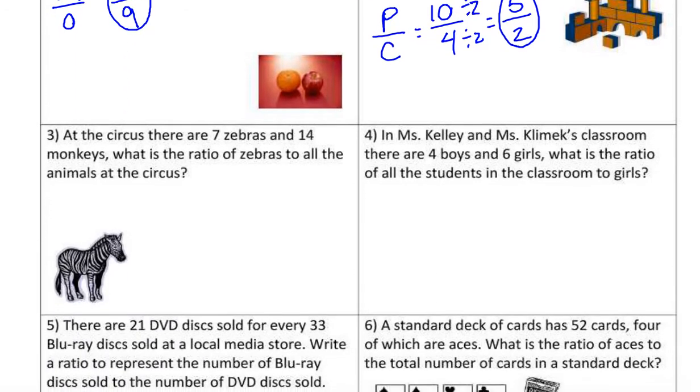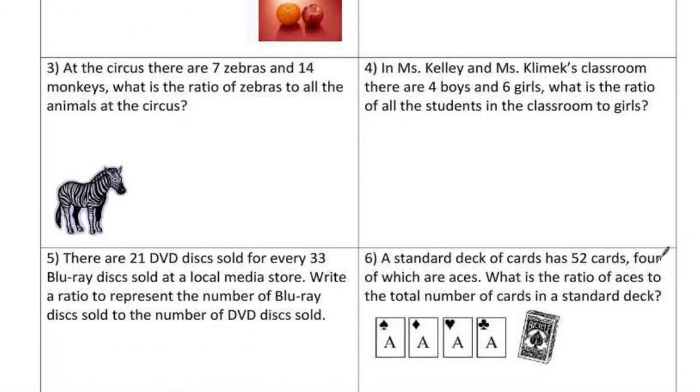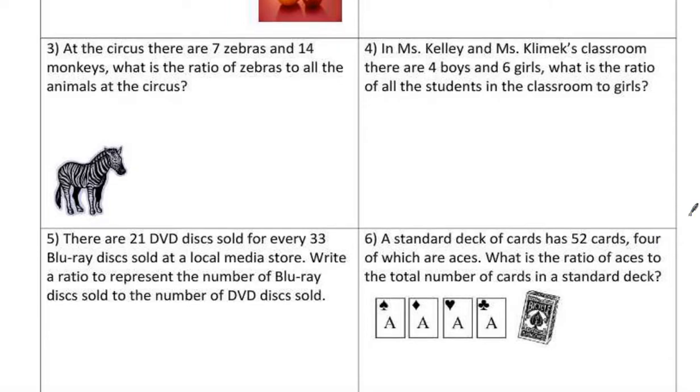All right, the last one I want to talk about before I let you do 1 or 2 on your own is number 3. It says, at the circus there are 7 zebras and 14 monkeys. What is the ratio of zebras to all of the animals at the circus? This is a part to whole relationship because it's asking for zebras to all of the animals. So part to whole. I want zebras over all. There are 7 zebras. Now the biggest mistake students make when they do this problem is they say, oh, well there's 14. But 14 actually represents the monkeys. I need to know all of the animals.